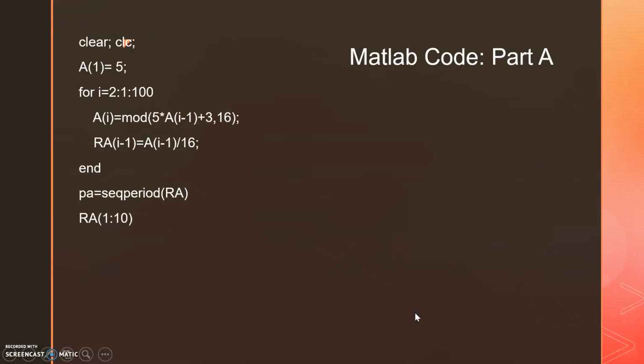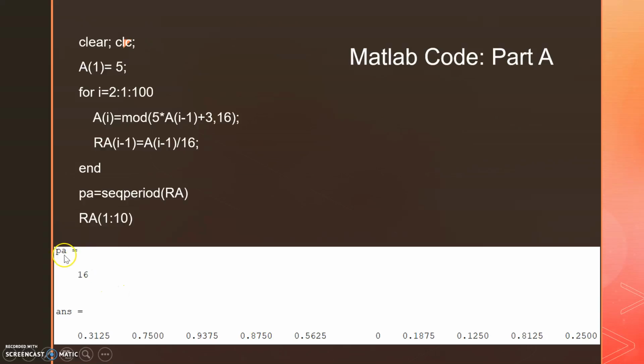Okay, so moving on to our first one, this is part A. Basically we have the x starting off as 5, and we have the mod function right here, and the random number generated is just the x divided by the modulus, which is 16, as shown here. And what we did here is we just showed the first 10 randomly generated variables. So here it is in Matlab. We can see that there's a period of 16, and these are just 10 randomly generated numbers from this function.